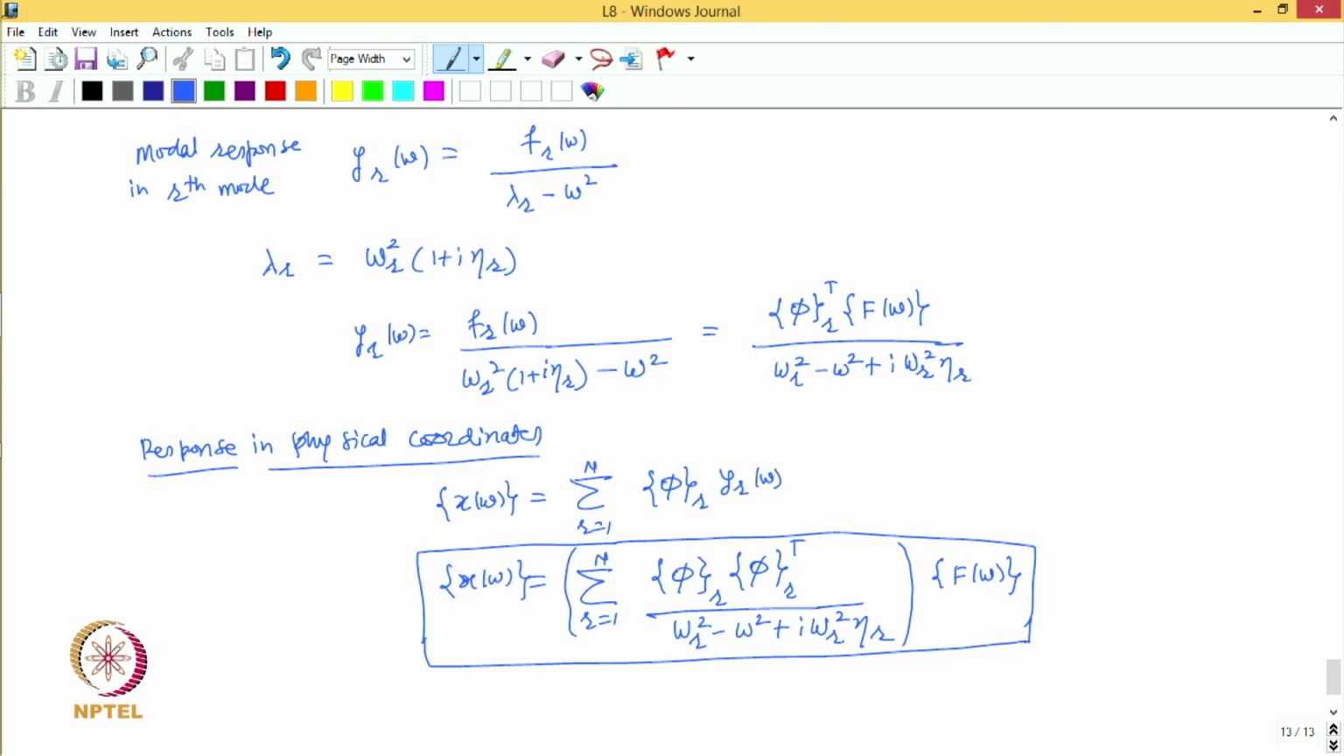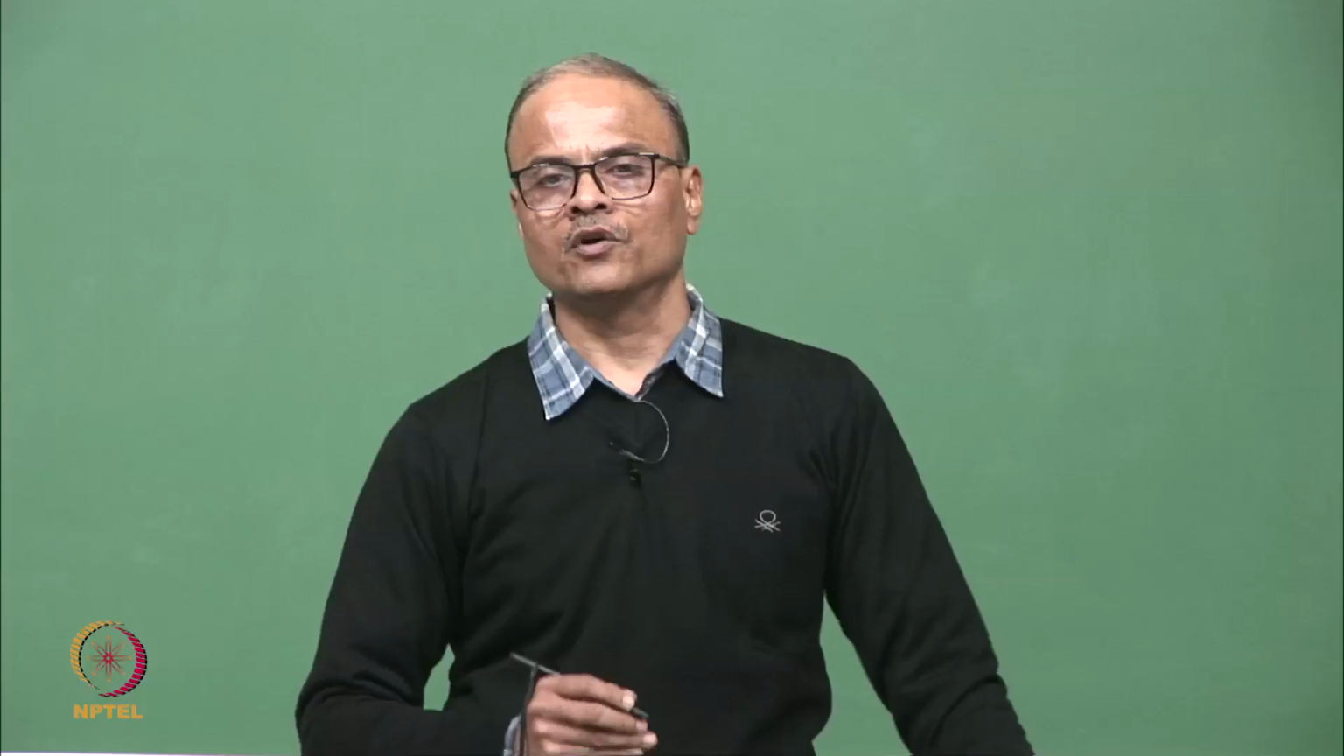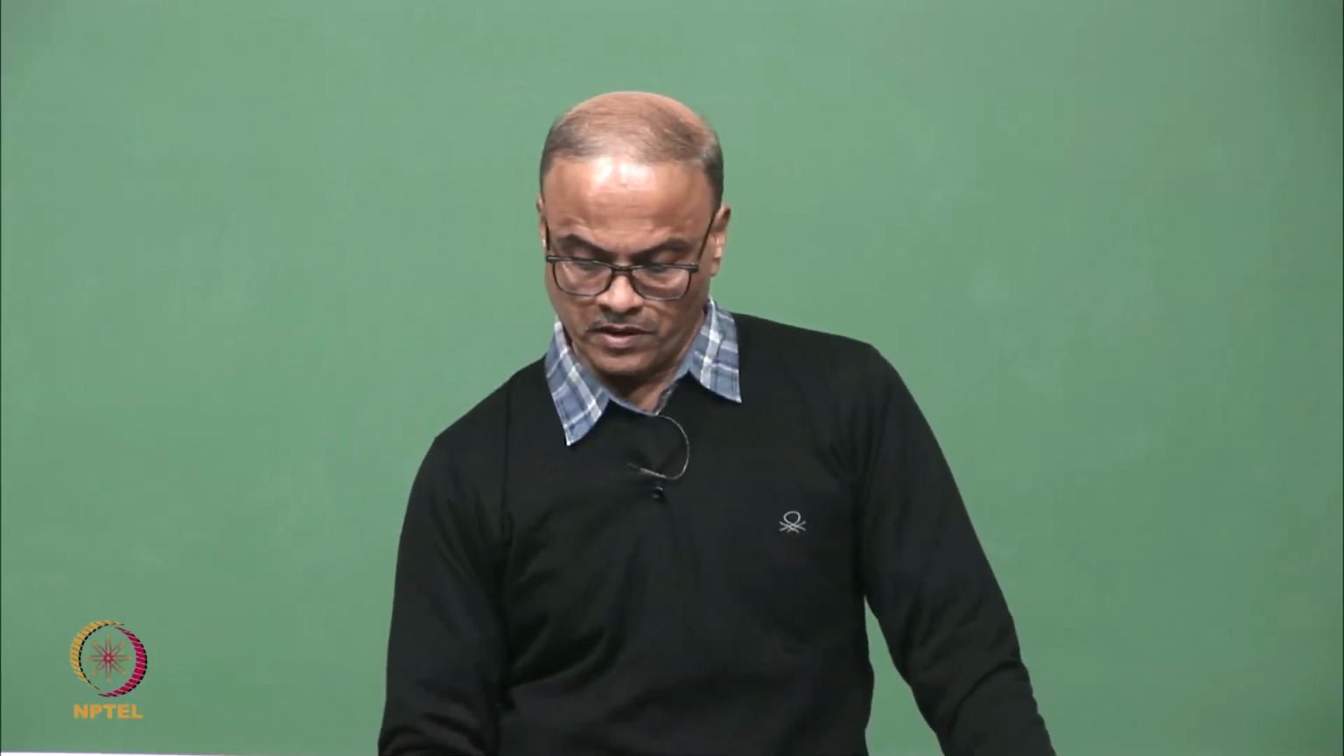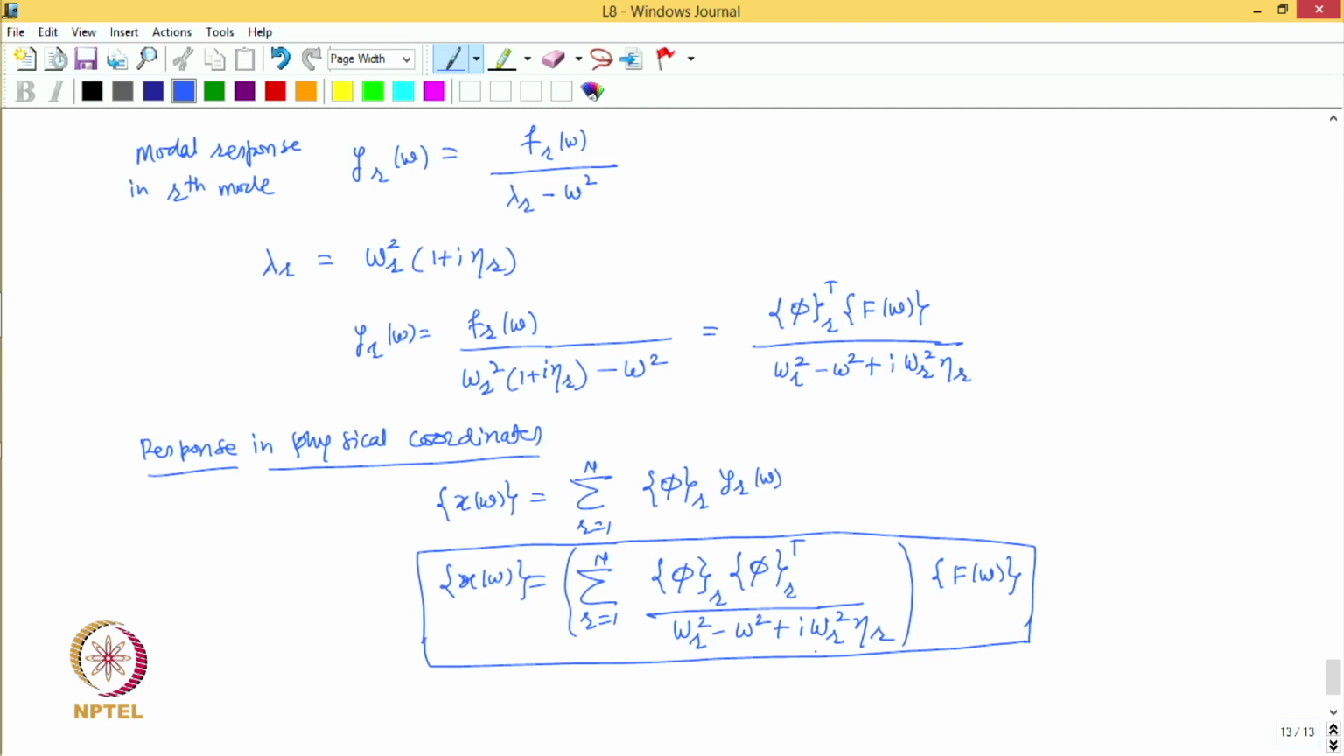And this depends on the eigenvalues and eigenvectors of the system. We can see this looks pretty much similar to what we got for the undamped case, with some difference that now we have an additional term in the denominator represented by I omega r square eta r. So, that is the additional term that we have got.